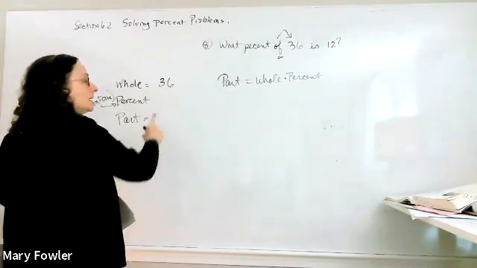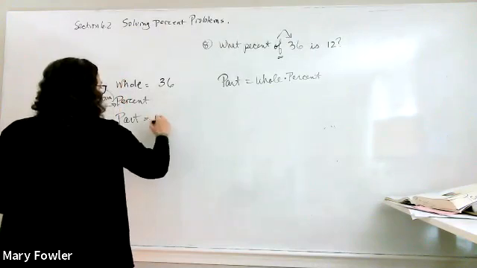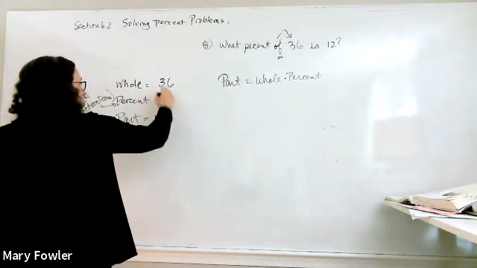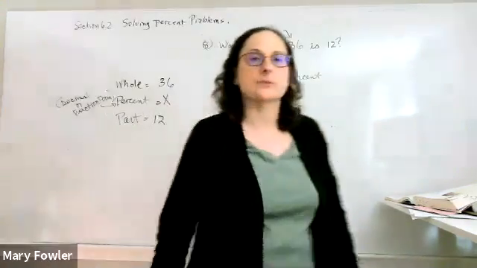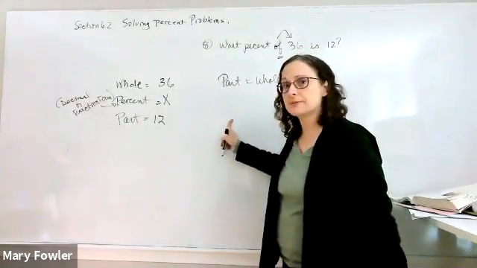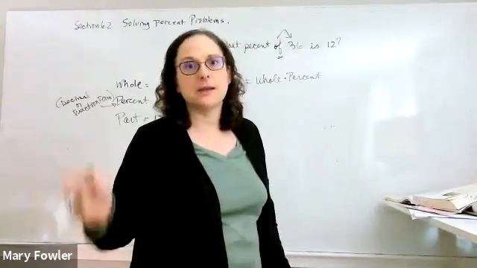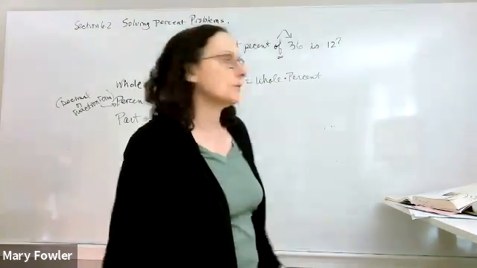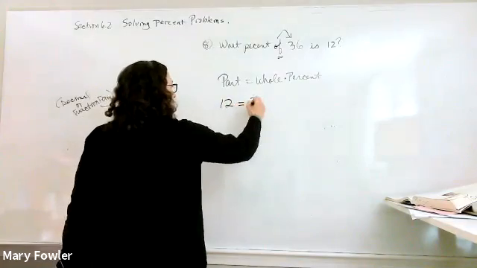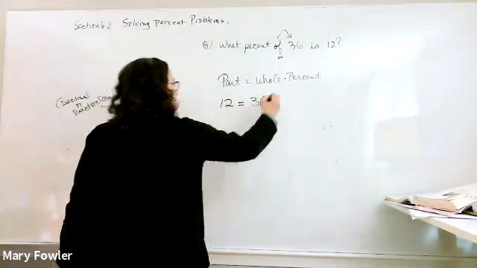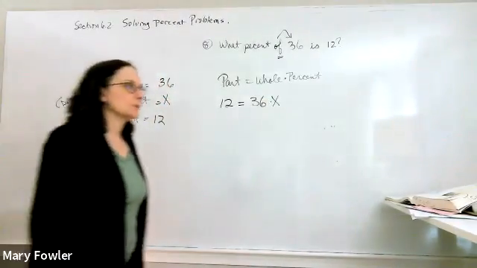36 is the whole. We're asking that part of 12. What percent is that? So the part is 12, and the value that we're solving for is the percent. So let's substitute in, and then we'll do our calculations and at the end, of course, translate to percent form. So part is 12, whole is 36, and percent is the unknown, so we have that variable X for it.